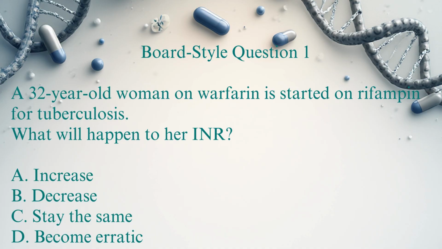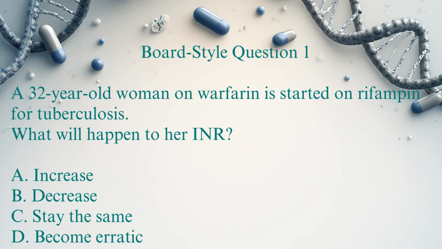Decrease. Here's the rationale. Rifampin is a classic CYP450 inducer. When you add rifampin, it speeds up the metabolism of warfarin in the liver. Faster metabolism means warfarin is cleared from the bloodstream more quickly, so the warfarin level drops. As warfarin levels go down, its anticoagulant effect is reduced, and the INR decreases. Clinically, that means the blood is clotting more easily, and the patient is at higher risk for thrombosis, things like DVT, PE, or stroke, unless the dose of warfarin is adjusted.